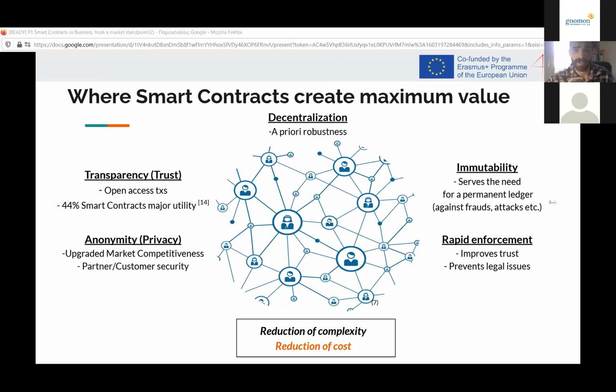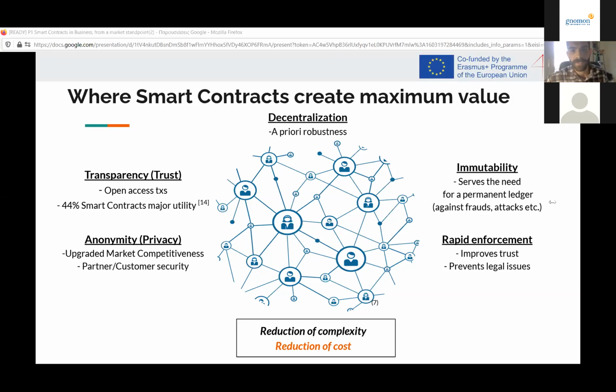In addition, with transparency, anonymity exists, so we can preserve privacy in order to upgrade market competitiveness or the security of our partners' and customers' agenda. Immutability provides, of course, our ledger with permanent data as an asset of security. Last, rapid enforcement occurs through the automation of data transactions, a utility that improves trust between potential collaborators. There's no need for payment or delivery delay, and thus we can prevent legal issues between companies.